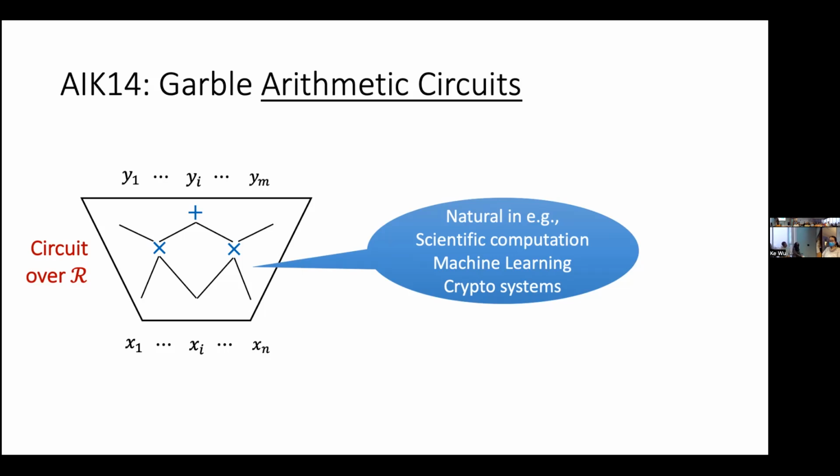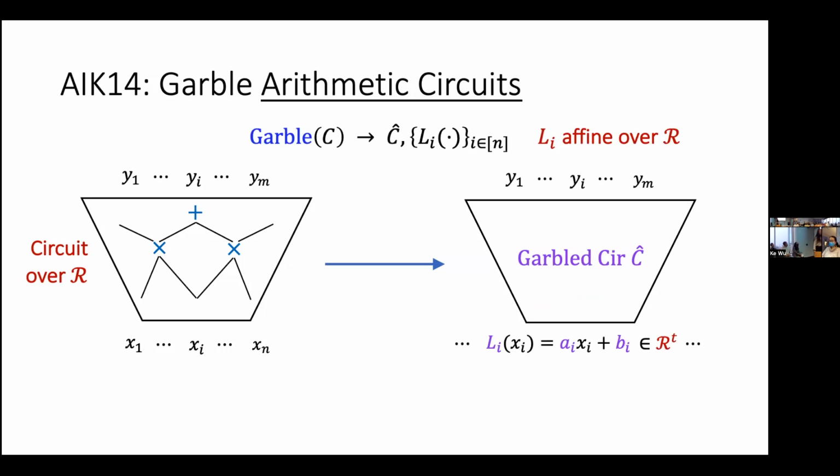So, can we garble arithmetic circuits? What do we mean by that? Here AIK defined it as follows: again, I want to efficiently convert this circuit into a garbled circuit. Now, what do we do with the input labels? It used to be one out of the two input keys corresponding to the Boolean value of the input bit. But now the input is not a bit, it's a ring element, right? So what they propose is that the garbling algorithm will output affine functions.